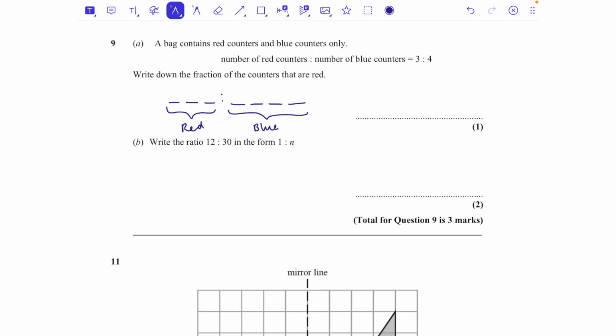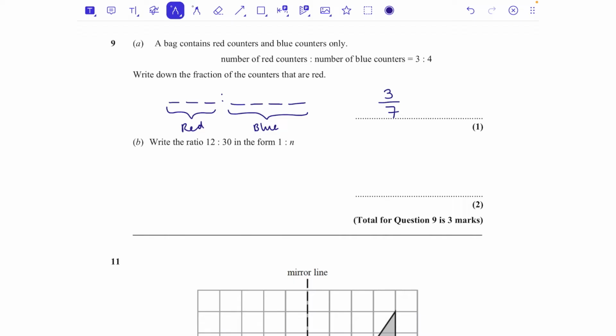The fraction of counters that are red is going to be 3 sections out of... now a really common mistake is people put out of 4. It's not out of 4. If you look at the total, how many lines have we got altogether? It's out of 7. So the fraction that is red is 3 out of 7.